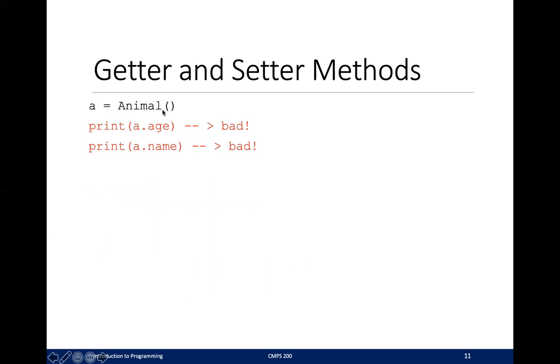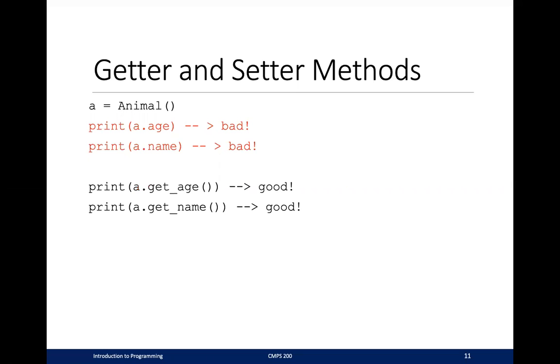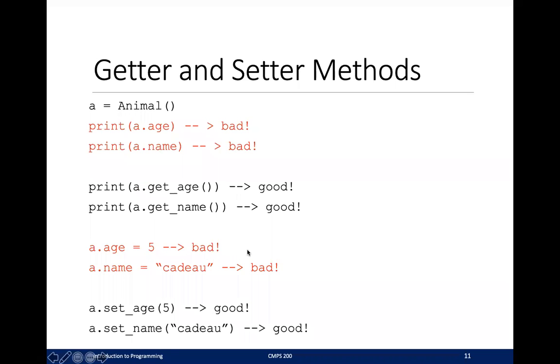So when I do the following, a is equal to Animal, and then I say print a.age, that's bad. Why is this bad? Or a.name, why is this bad? Because I'm accessing the data attribute directly from outside the class definition. Instead, you should say print a.getAge, where this is a getter method. All it does is return self.age, and the same thing for name. When I want to set age to 5, that's bad. Or I want to set the name to cadeau, that's also bad. Instead, use the setter method. So a.setAge(5). What is the job of setAge? It's a function inside my class definition that just sets the age to 5, and the other one sets the name to a particular value that I pass.